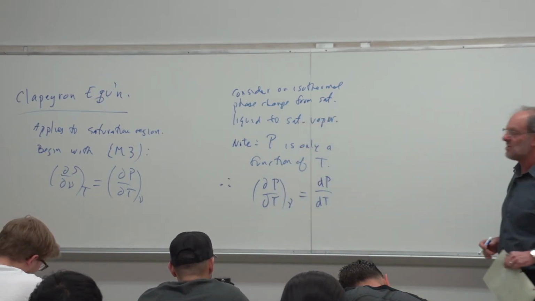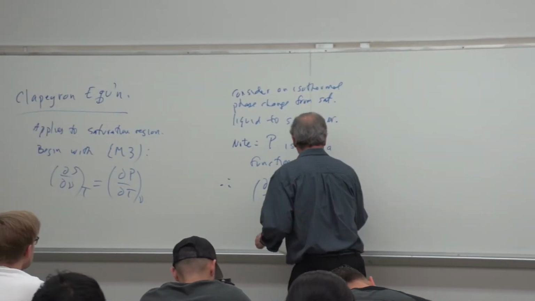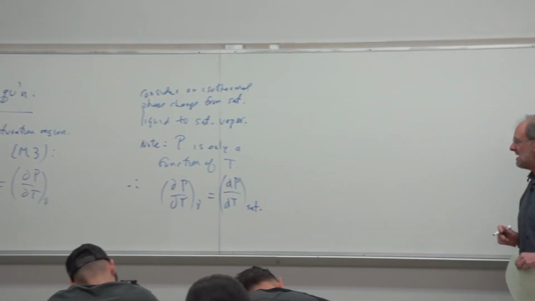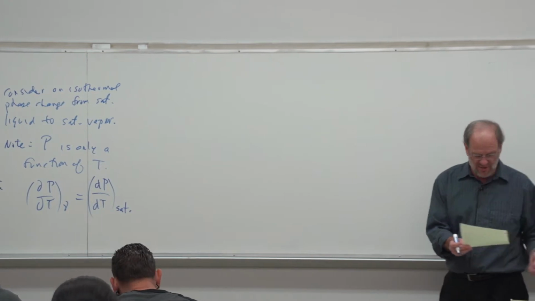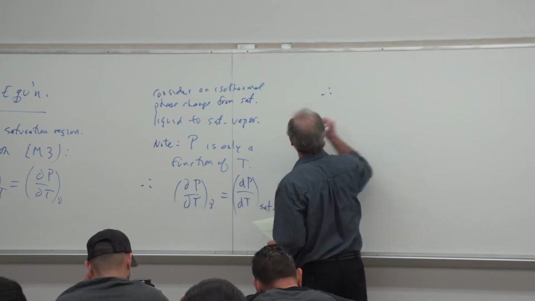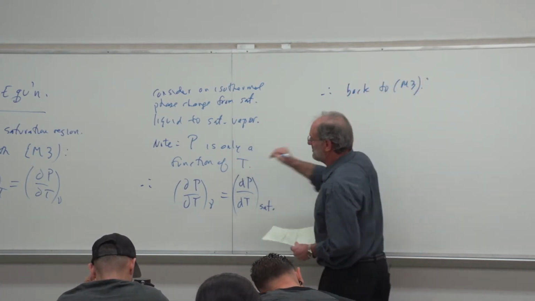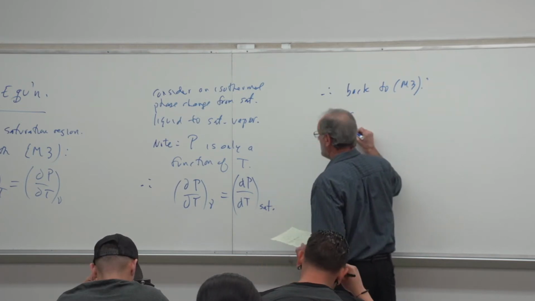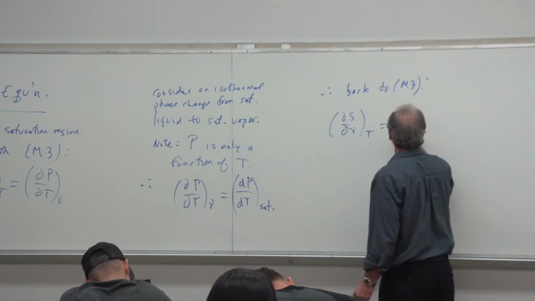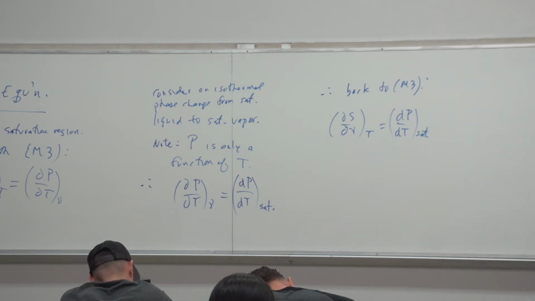Now, granted, this only applies in the saturation region, right? So often what we do in this particular case, just as a reminder, is put the little word sat down there, just to remind us that we're talking about this process in the saturation region only. So therefore, if we go back to the third Maxwell relation, I'm just going to rewrite it. It'll be del S, del V, T, and that just equals dP dT in the saturation region.